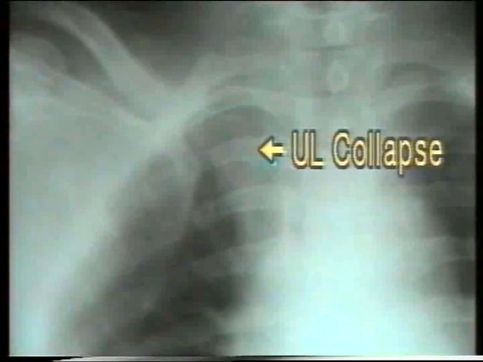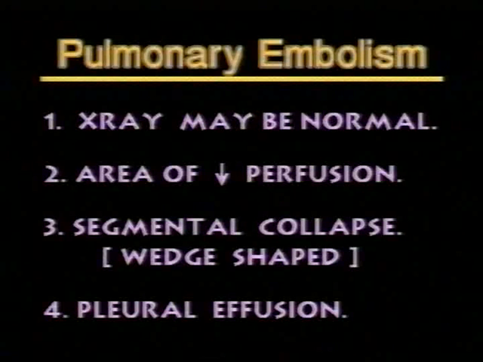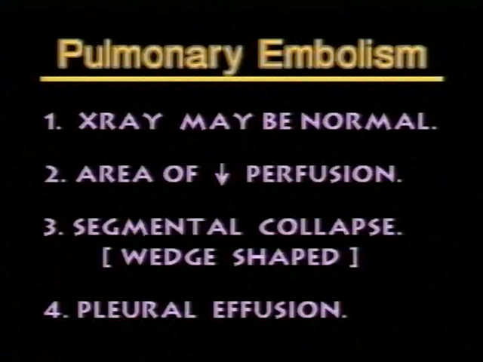The consolidation in pulmonary embolism is visible on the X-ray after 24 to 72 hours, and an X-ray taken immediately after the embolism will usually be normal, or it may show an area of reduced perfusion as an area of increased translucency. Smaller emboli may go unnoticed, but larger embolisms will give rise to segmental collapse, which is seen as a typical wedge-shaped shadow, and it may be associated with a small pleural effusion.